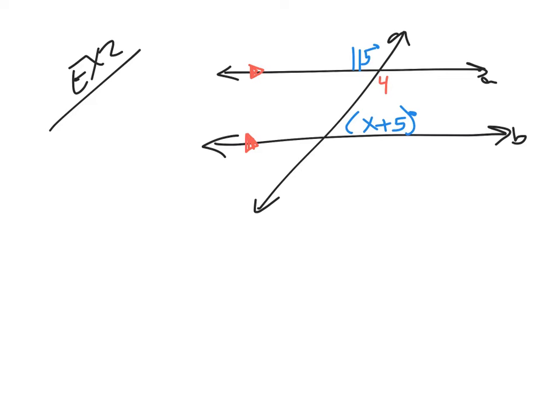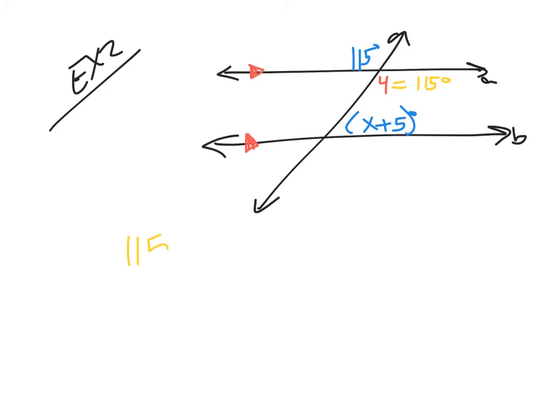Looking at the information we have, what measurements can we go ahead and write in here? Yeah, this measure of angle 4 is 115 degrees. Why do we know that? Vertical angle theorem, very good. So if I know that, is there a way for me to solve for x now? Yes. How do I solve for x? So we know consecutive interior angles do what?